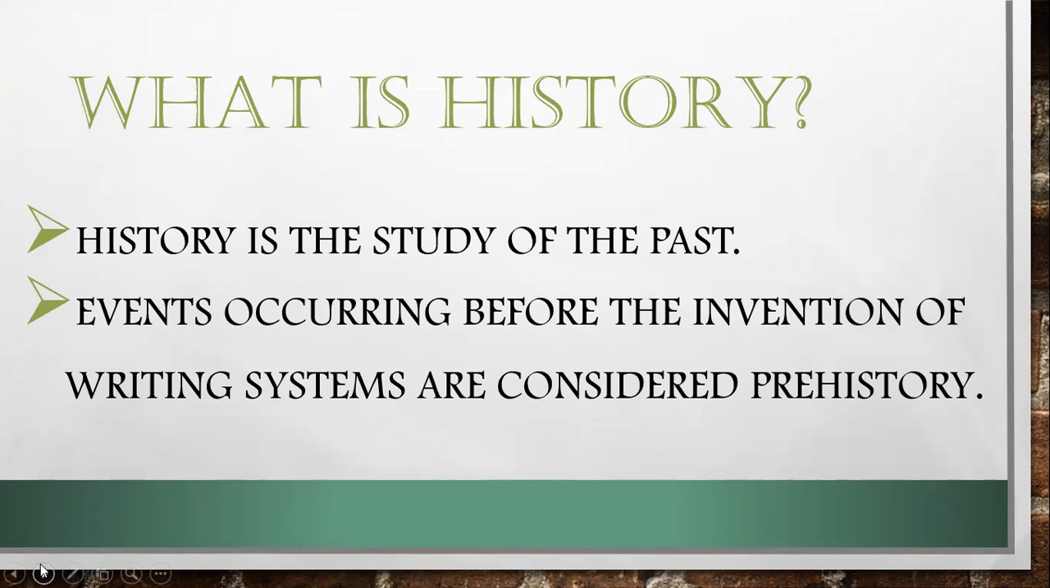Events occurring before the invention of writing systems are considered prehistory. That is a very important point. That means we write now. Before we started to write, some events occurred. That means some things happened. People did not write from the beginning of the world. So those things, until we started to write, are called prehistory.